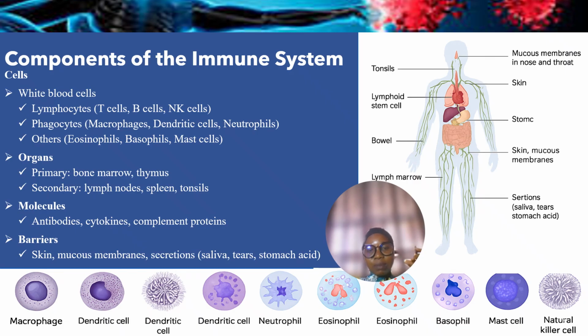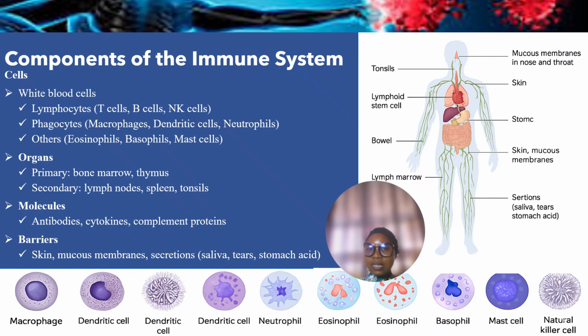The lymphocytes are the body's main defense cells. Under the lymphocytes, we have the T and the B lymphocytes. Then we have the natural killer cells. The B lymphocytes are the ones that produce antibodies that recognize and neutralize invading germs, while the T lymphocytes have different roles depending on the type.